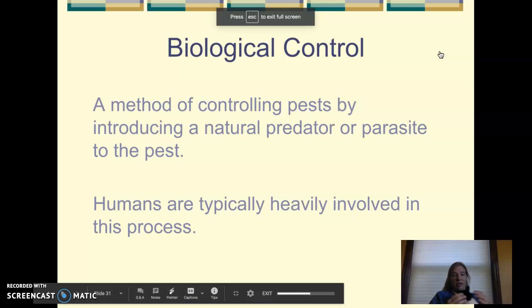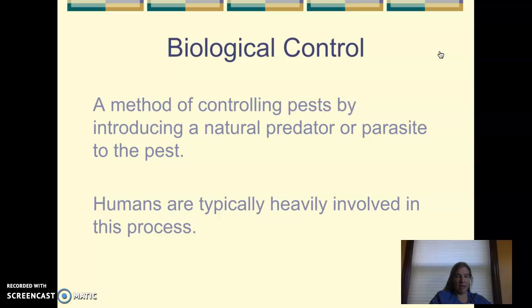Talk about biological control. Biological control is a method of controlling pests by introducing a natural predator or parasite to the pest. So that's what biological control is. As you heard about the zebra mussel, the round goby came, and it wasn't actually introduced by humans, but kind of worked to control the non-native zebra mussel that got introduced there. So that's the idea of biological control.